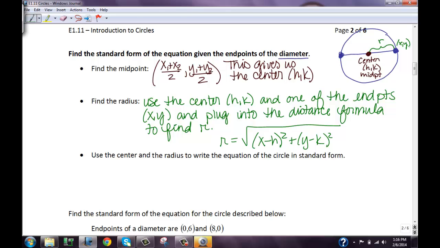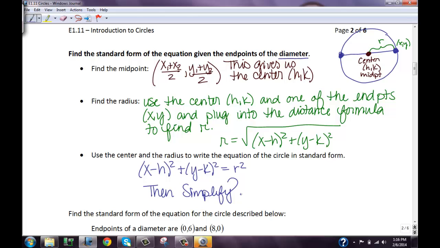And then we know our center is hk, and to find the distance between 2 points, we just subtract their x's and square it, subtract their y's and square it, add that together and take the square root. So now that we have the center and we have the radius, now we just plug it into the standard form of a circle equation, which is x minus h squared plus y minus k squared equals r squared. Okay, and then I'm just going to say, then simplify.